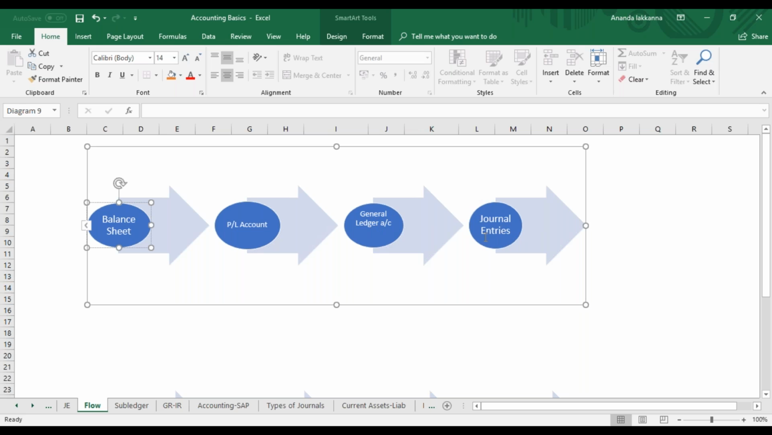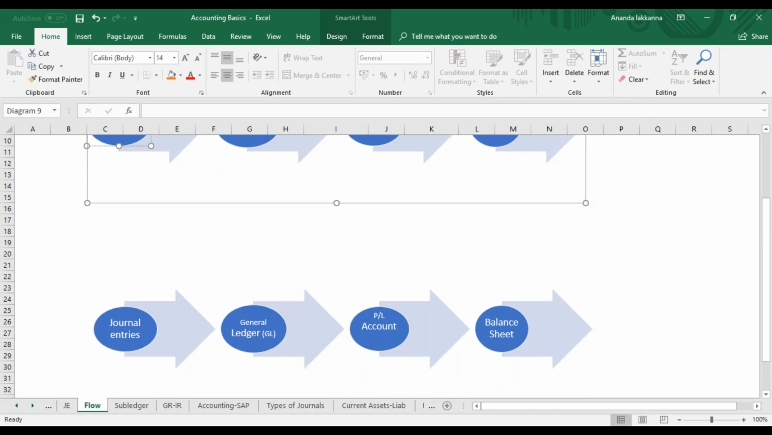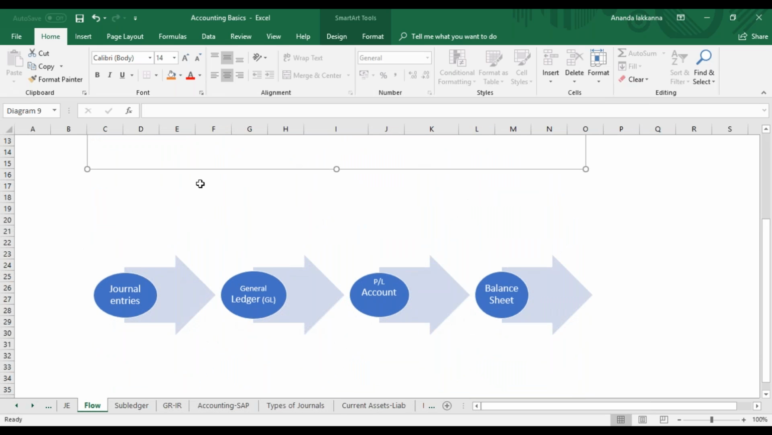So journal entries: first he will just mention which account is to be debited and credited, then he will transfer to the general ledger account, then to the P&L account, and then it comes to the balance sheet. This is in reverse, which I've been telling till now. But for actual entries in accounting, we prepare a journal entry, then transfer to the general ledger. From the general ledger, we transfer to the P&L account and to the balance sheet.